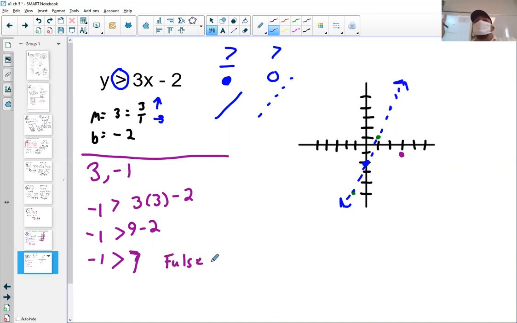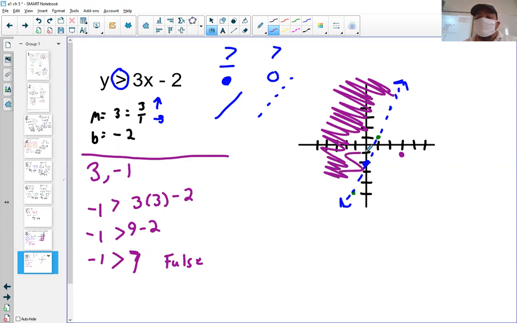So because it's false, we're not going to color towards my testing point, which is on the bottom right. Instead, I'm going to color away from it because I do not want it to be true, or I want the other side to be true. That means I'm going to shade up here. That would be for that question.